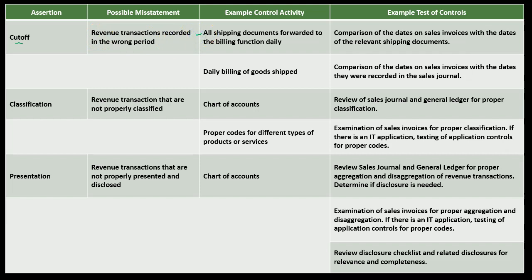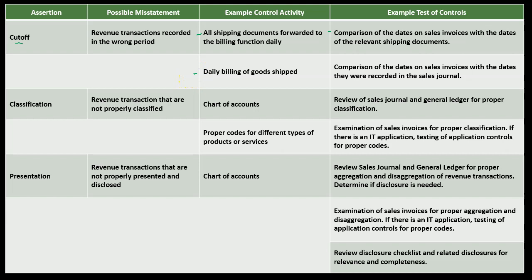All shipping documents forwarded to the billing function daily. So we're going to have the daily process so that it's going to be recorded same day. And then how are we going to test for that as the auditor, that the control is in place? Comparison of the dates on sales invoices with the dates of the relevant shipping documents.